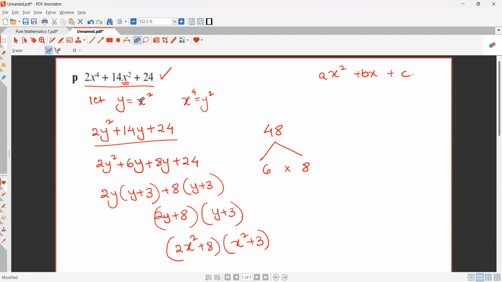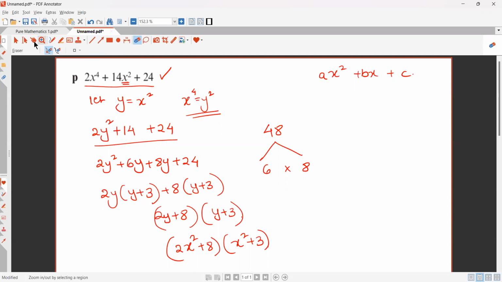Understood? Why am I doing it? See, in place of x square, I wrote y. If you square your x square, it becomes x raised to 4. Your x raised to 4 becomes y square, right? You should learn this because it's going to come handy later on. In place of x raised to 4, I wrote y square. So remember, y is x square and y square is x raised to 4. Do you understand this? Tell me now.